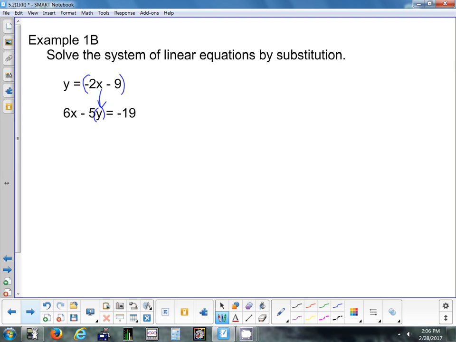All right, so now if we do what that arrow says to do, can somebody tell me what my new equation will be? Kyle? 6x minus 5 parentheses minus 2x minus 9 parentheses. Yeah, that's the biggest thing, guys. Even once you substitute, you're not done. You still have to write the rest of the problem that you're substituting in.